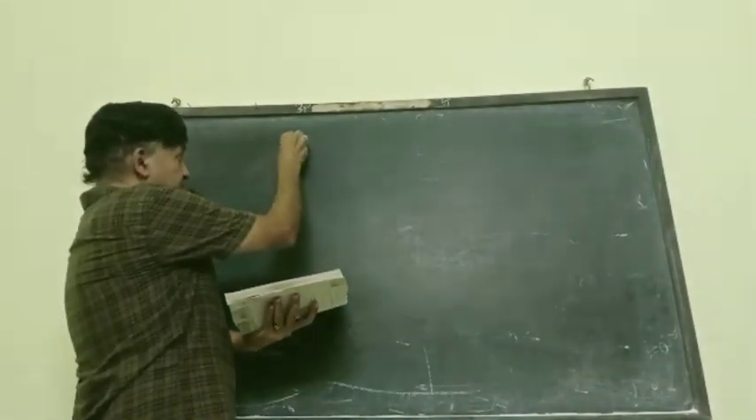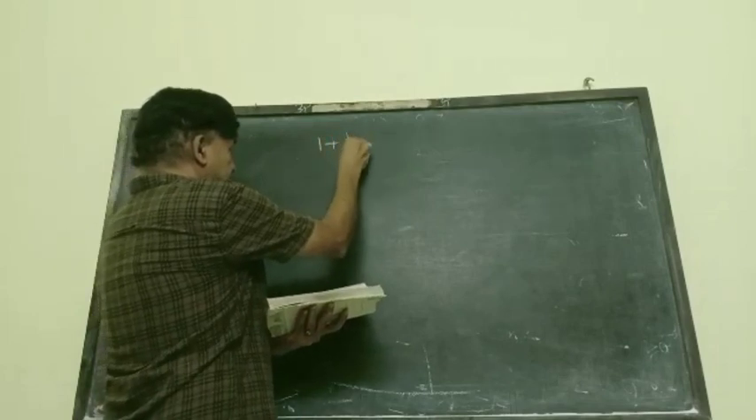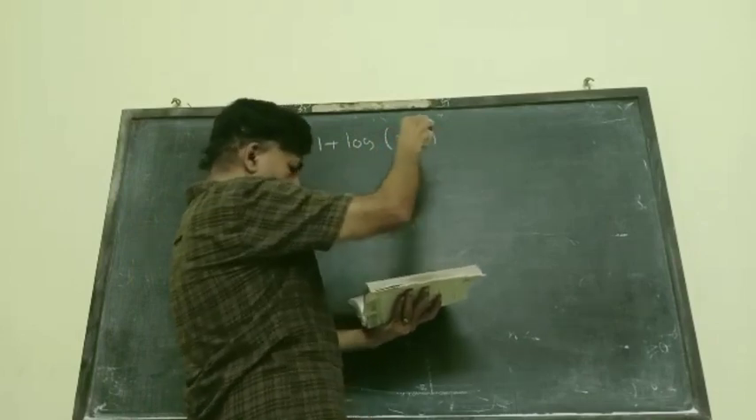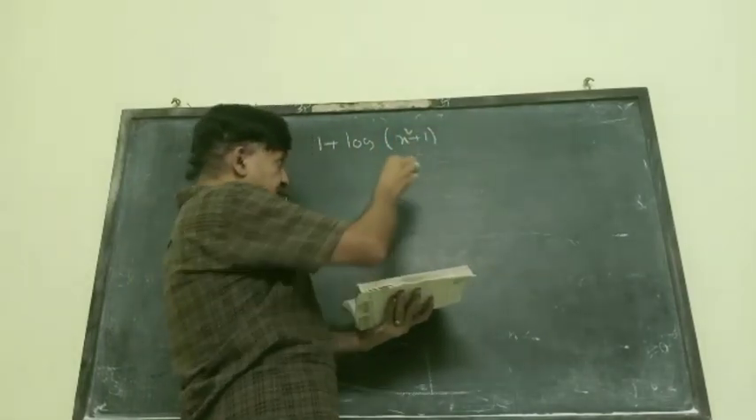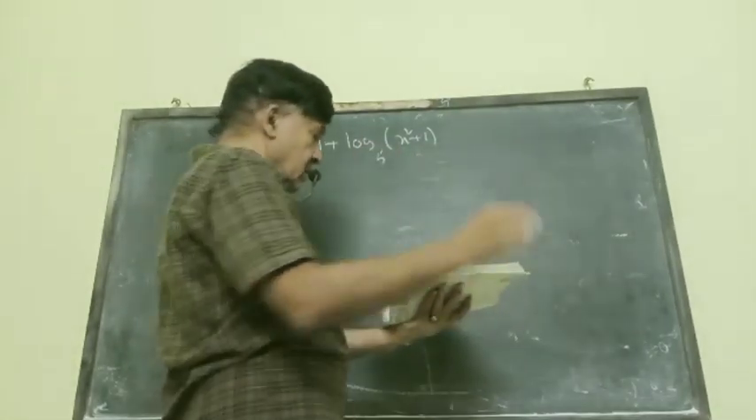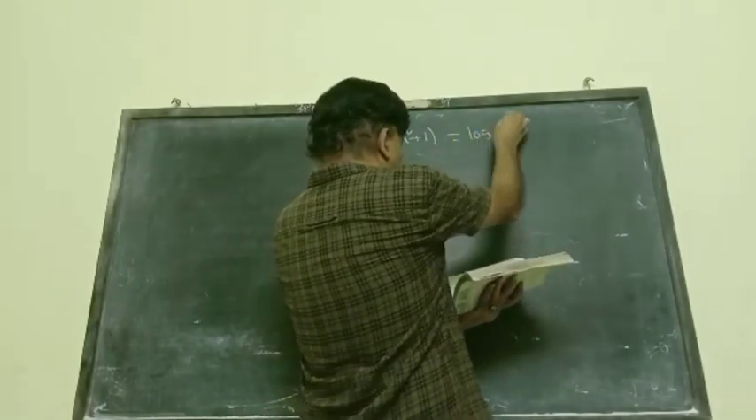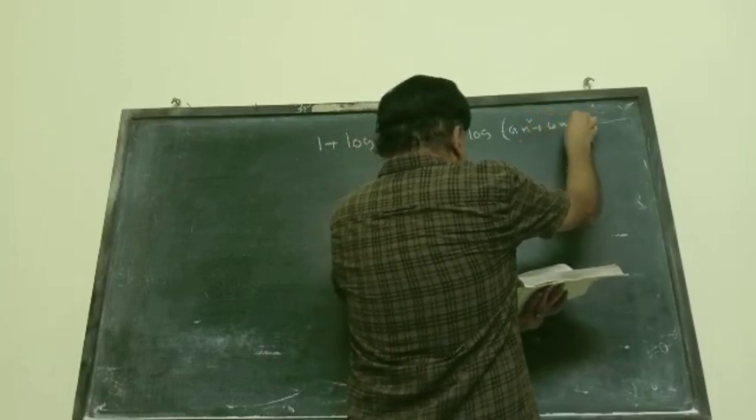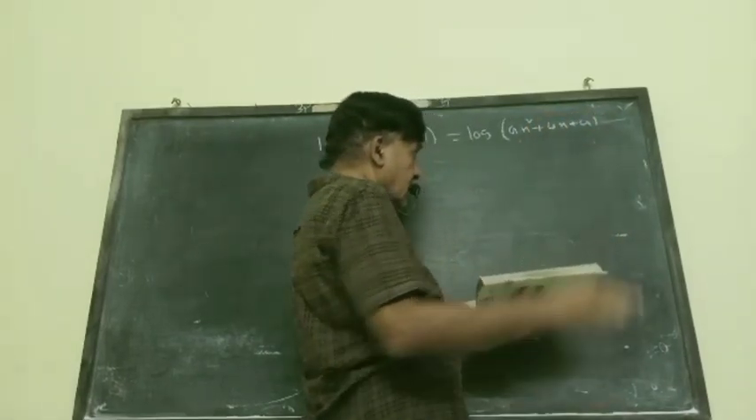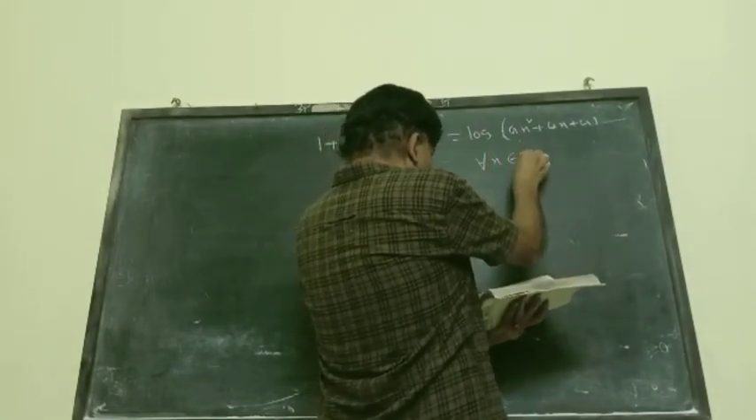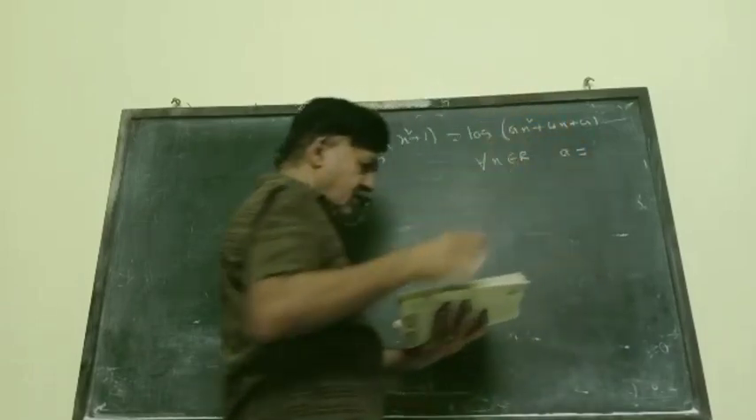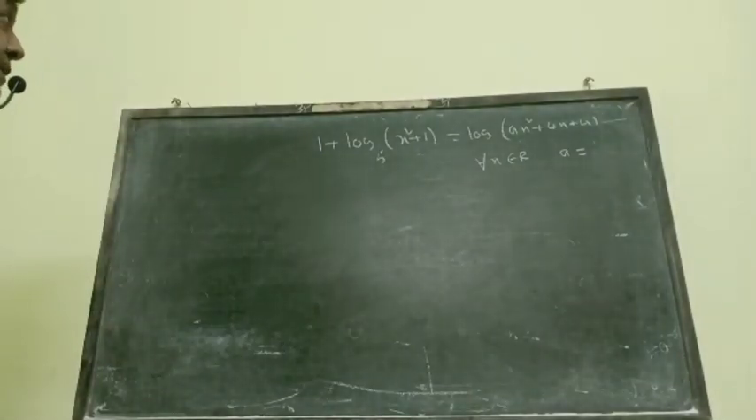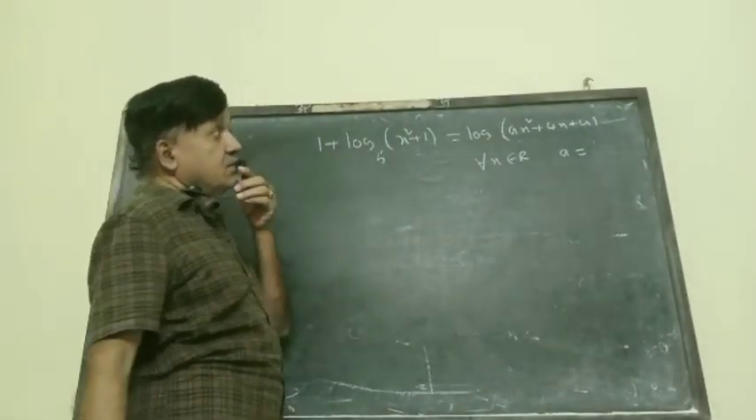The next question is: 1 plus log of x square plus 1 to base 5 is equal to log of ax square plus 4x plus a, for all x belonging to R. Then what are your a values? See, this is true for all x belonging to R.